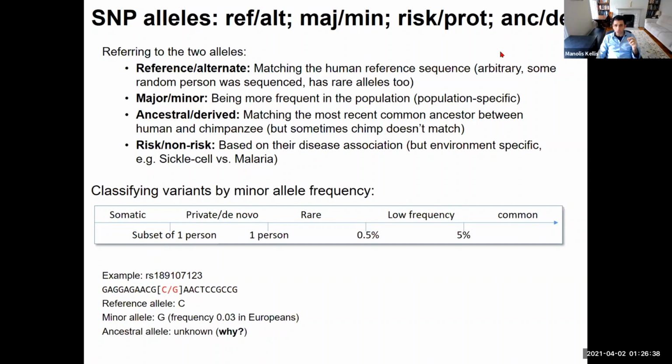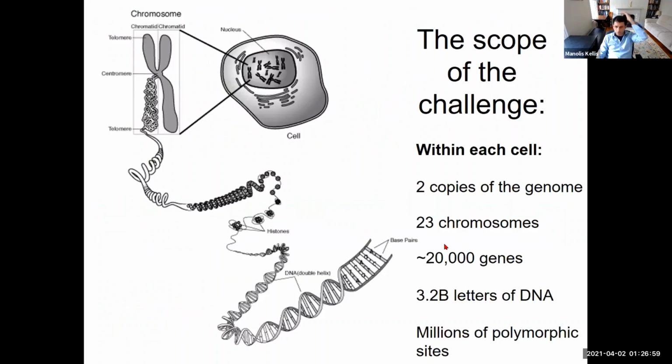Okay, who's with me on the number one, reference alternate, major, minor, ancestral derived, risk, non-risk, and then the frequency of common to rare to somatic variation? Okay, awesome. You guys are totally on the ball on this one. So 80-20-0-0-0. Okay, so we have a big challenge ahead of us.